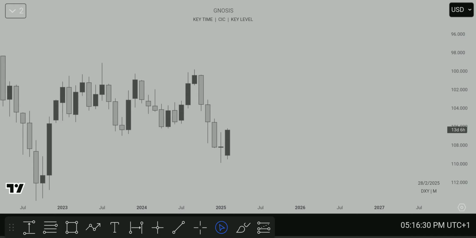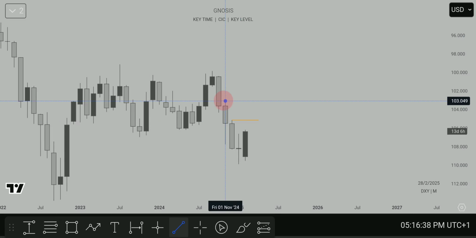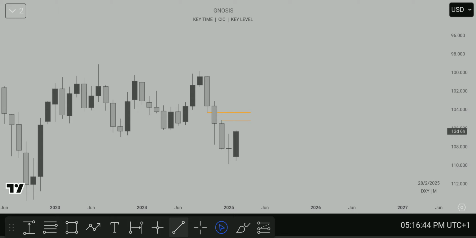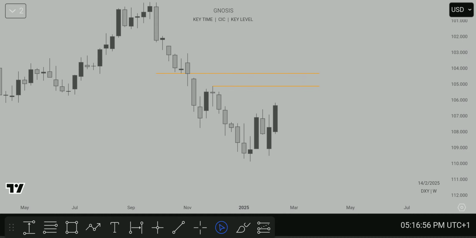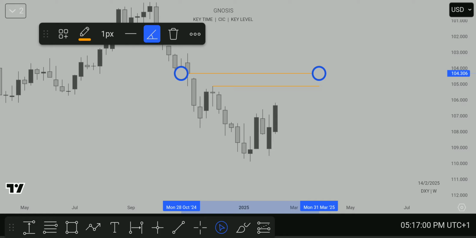Let me just use lines for a better visual. We have this fair value gap right here on the monthly time frame, right? And when you drop down to the weekly time frame, this is our monthly fair value gap.